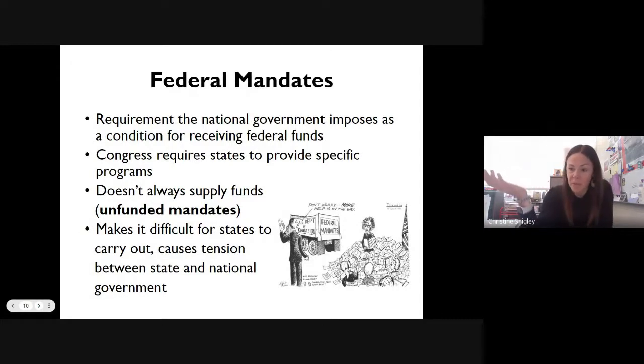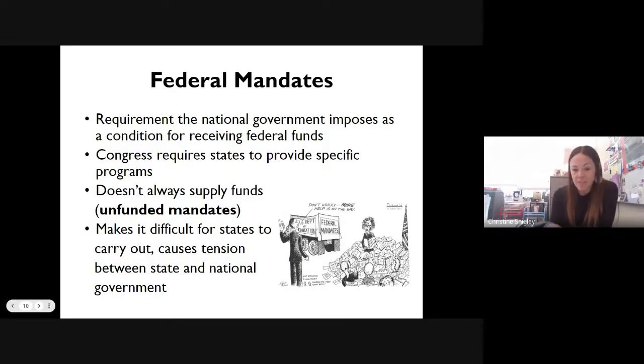Federal mandates. Not super popular always. So a federal mandate is a requirement that the national government is imposing as a condition. I'm bummed that I put for receiving federal funds, because there's sometimes not funding attached to it. But anyway, a federal mandate is basically the national government saying to the states, you got to do this. And states are like, no. And they're like, no, you do.